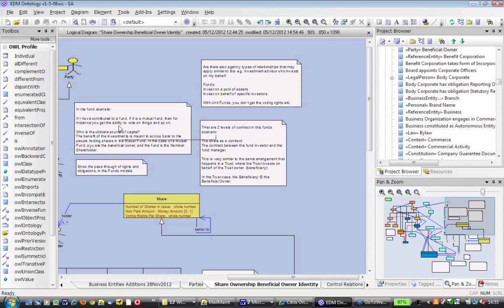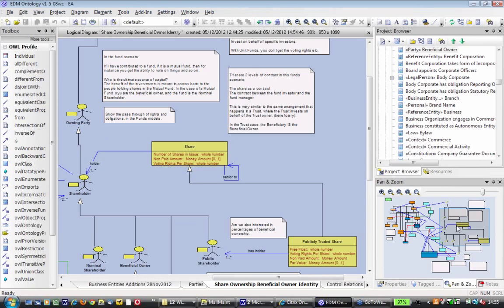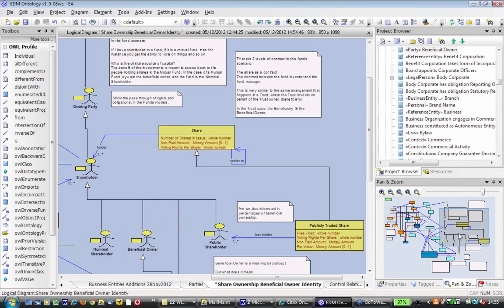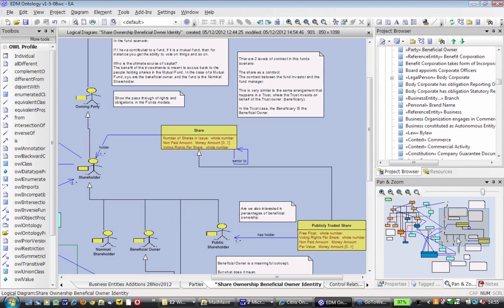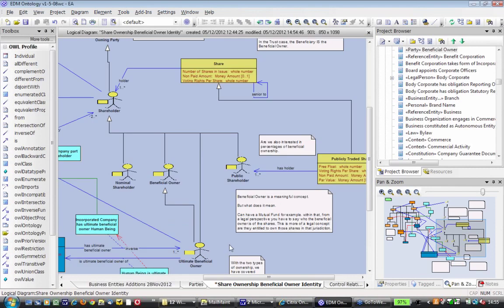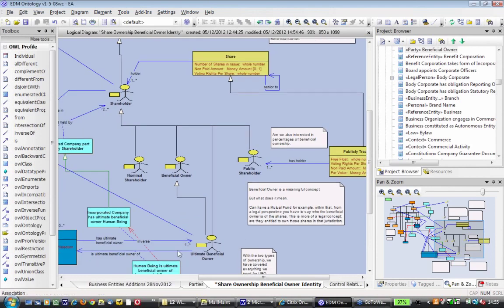So, a bit more work to do on funds, but you have beneficial ownership. We've clarified a couple of scenarios in which beneficial ownership applies. We've discovered more fundamentally that out of shareholders, you have the nominal and the beneficial owner, and that's true of any kind of share, whether it's voting or not. And we've established that the ultimate beneficial owner drops out at the bottom of that. I still have a bit of a question whether we ever talk about the ultimate beneficial owner of the company rather than the shares, and whether that's actually incorrect.